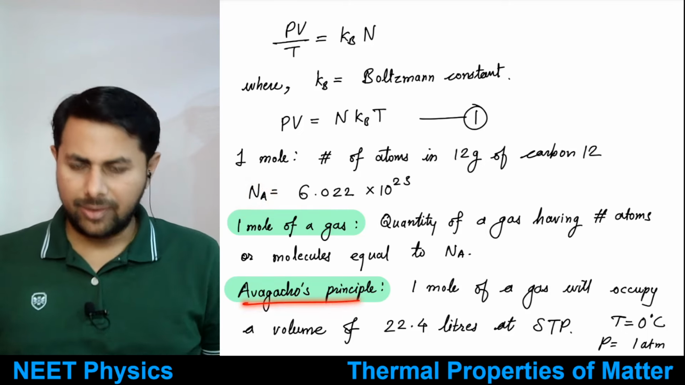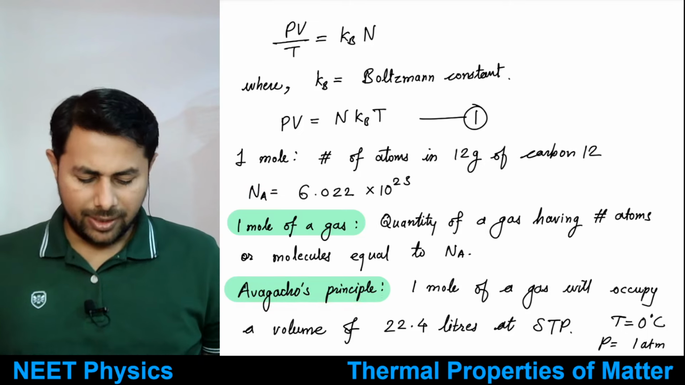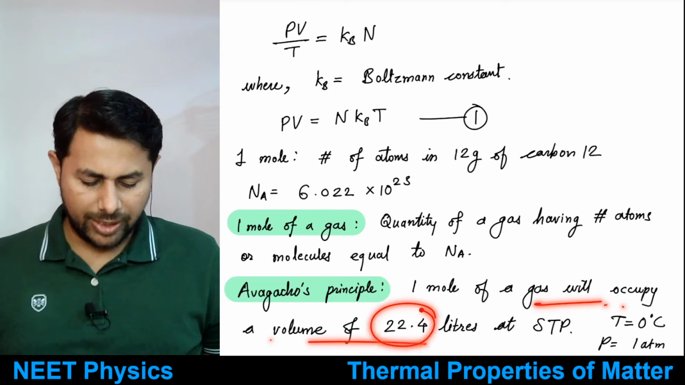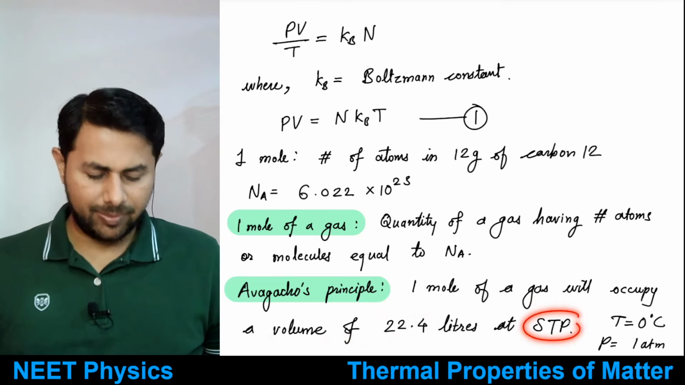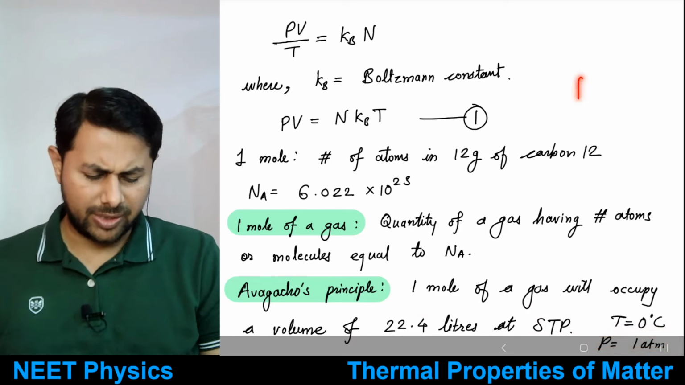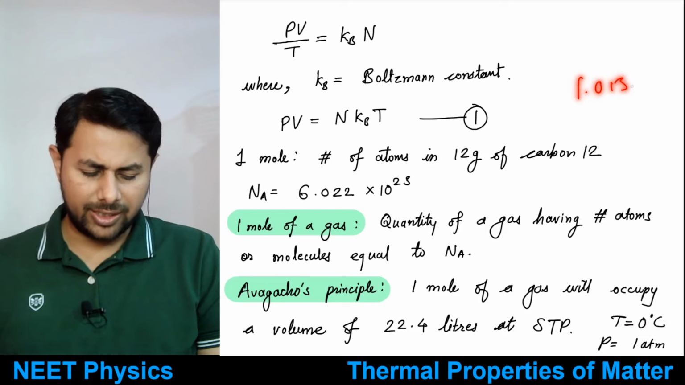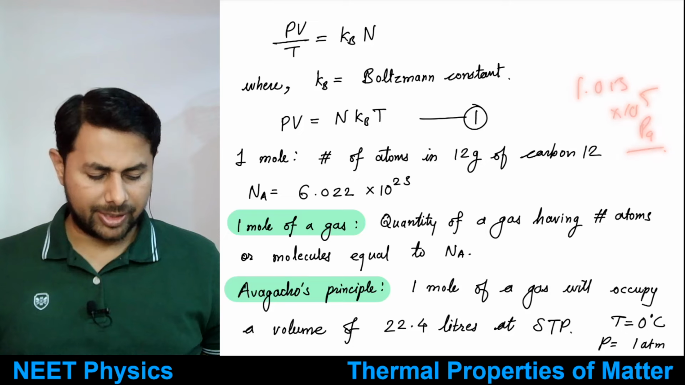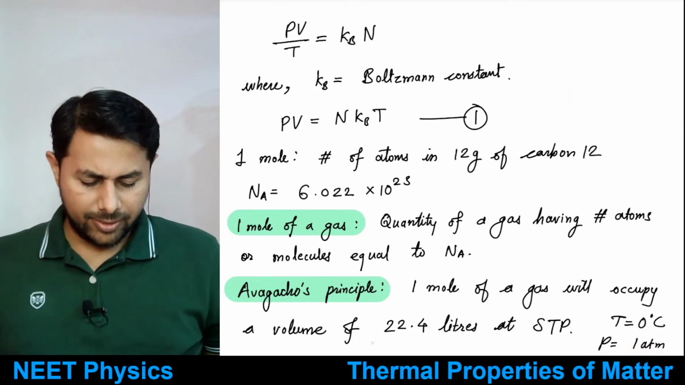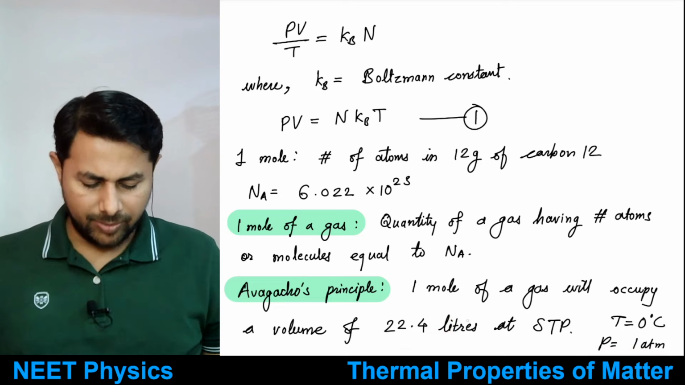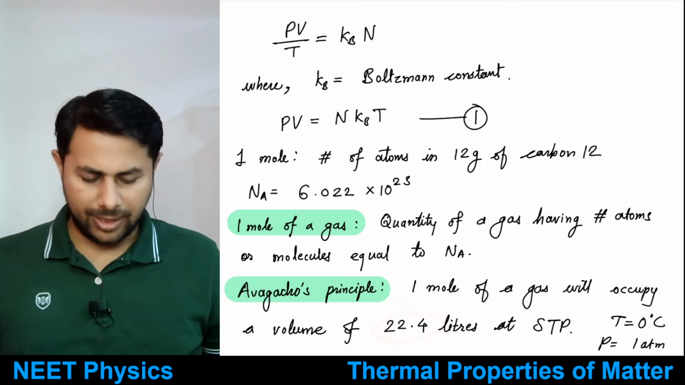Okay, and then there is Avogadro's principle that 1 mole of a gas will occupy a volume equal to 22.4 liters at STP. So what is STP? Temperature is 0 degrees Celsius and pressure is 1 atmosphere. That means 1.013, I guess, into 10 raised to 5 pascals. Okay, that is Newton per meter square, right? Almost everyone knows that 1 mole occupies this much volume, right?